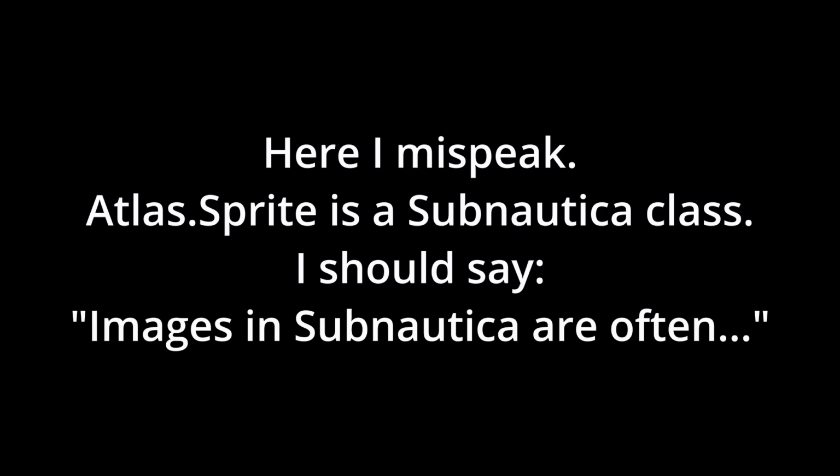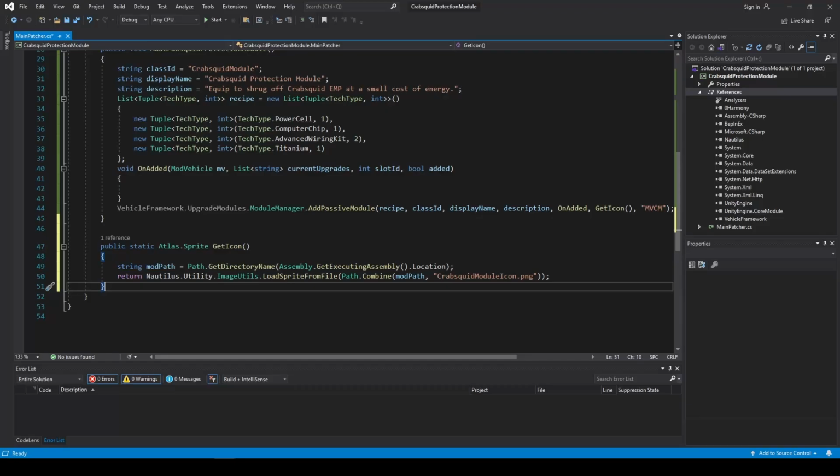Images in Unity are often required to take the form of an atlas.sprite. Nautilus provides the method loadSprite from file that makes it easy to get an atlas.sprite from a PNG in one line. This depends on me having a file in my mod directory called Crabsquid module icon.png. That file should really be a PNG, and its dimensions should be 256 by 256.